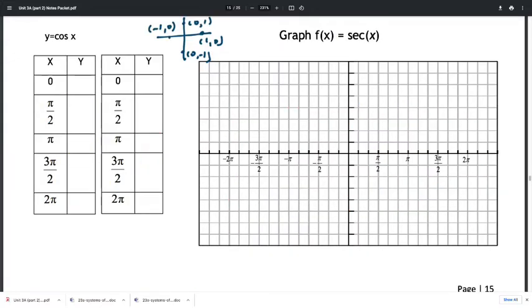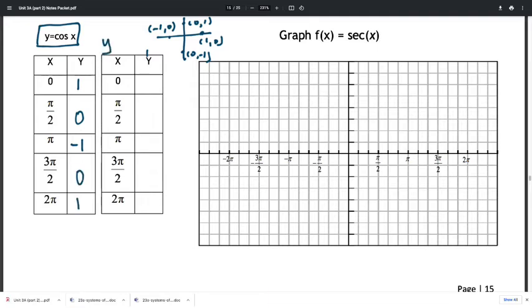Okay, looking at secant, we need to do the y equals cosine graph. So on your unit circle, those are all the x values. So at 0, it's 1. At pi over 2, it's 0. At pi, it's negative 1. At 3 pi over 2, it's 0. And at 2 pi, it's 1.